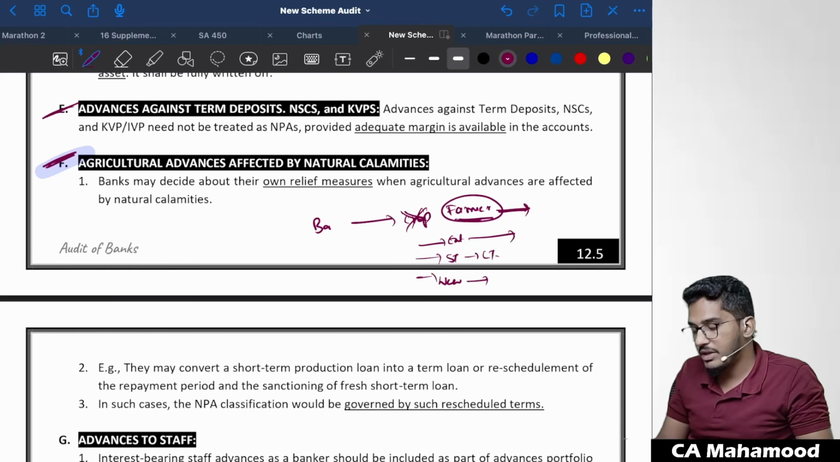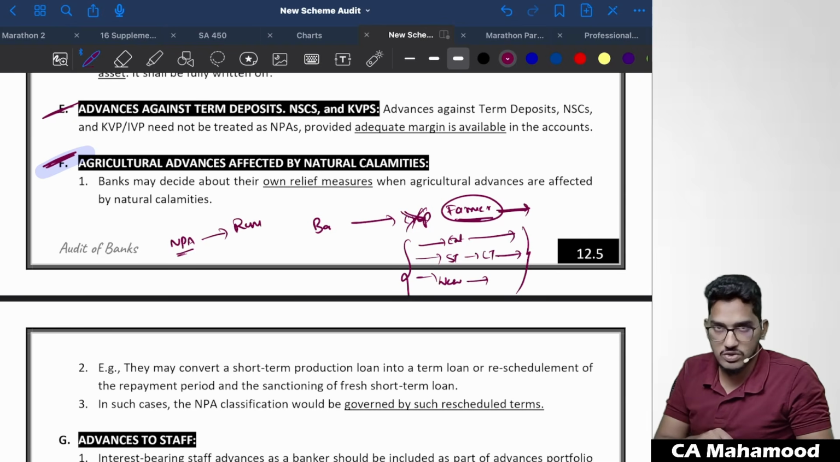So whenever crops are affected by natural calamity, banks can either extend the due date, or convert the short-term loan into a long-term loan, or give a fresh loan and collect both the loans together. When relief measures are taken by the bank, in those cases NPA norms will be decided on the basis of revised norms, not as per original norms.